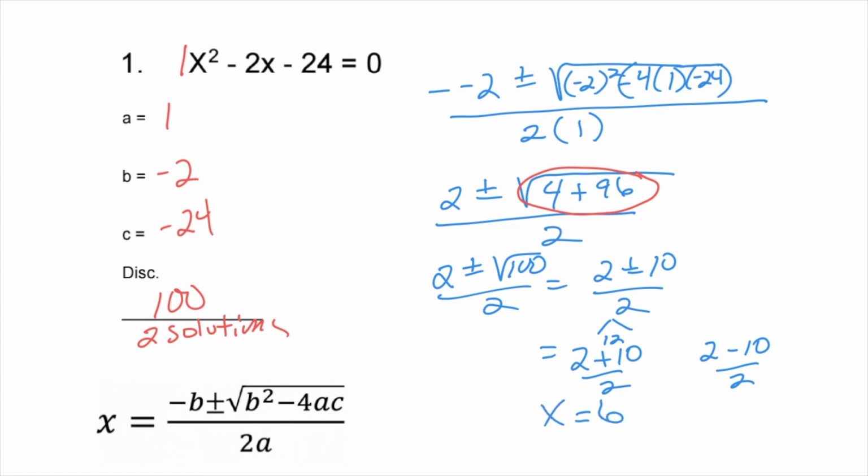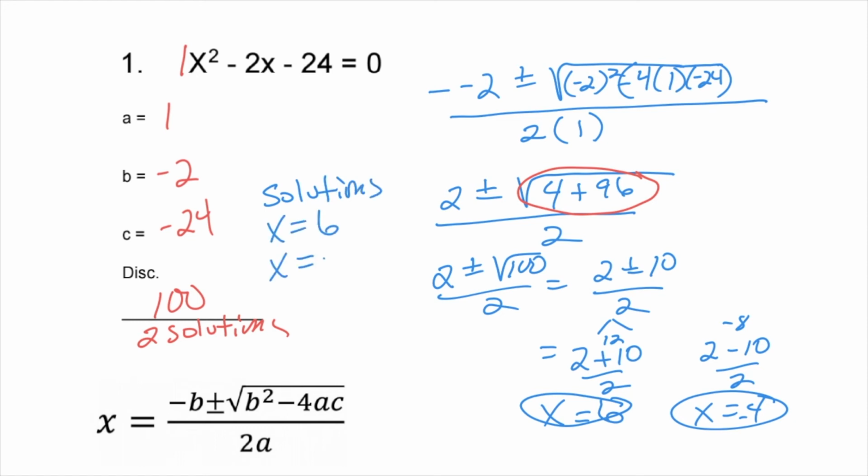2 minus 10 is negative 8. Negative 8 divided by 2 is negative 4. So we have 2 solutions, x equals 6 and x equals negative 4. That means if you were to graph this, you would find that it crosses the x-axis at 6 and negative 4.